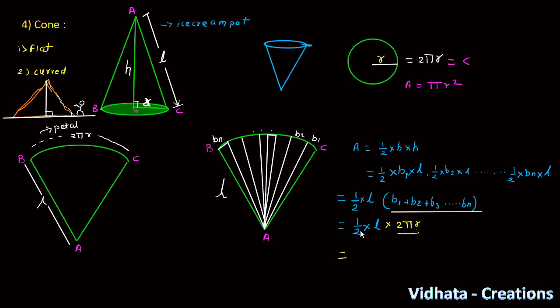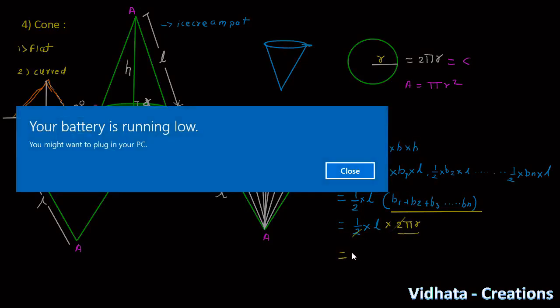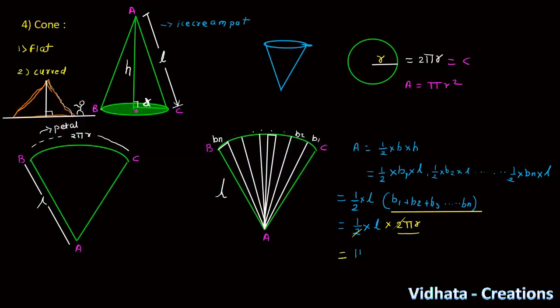Thus from here the 2 cancels. But what is left now? What is left is pi r L. This is the curved surface area of the cone. Got it? This is the curved surface area of the cone.